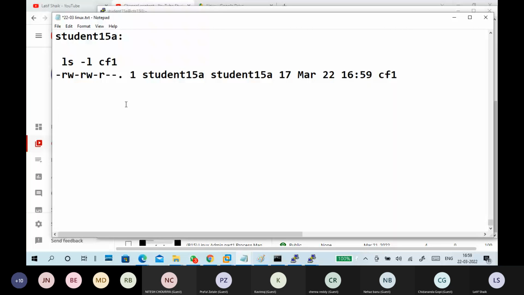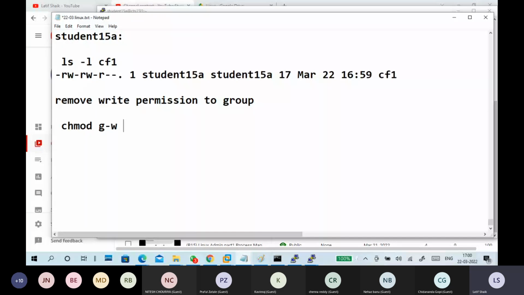Guys, now I want to remove write permission to the group. The command we use is chmod. Group means g, remove means minus, w means write. On which file? The CF1 file. So this is the command.